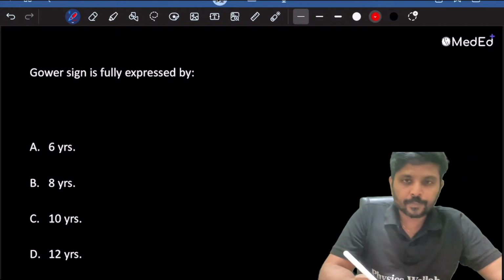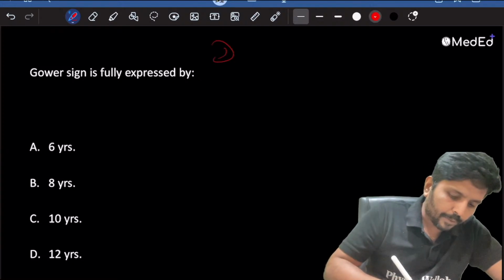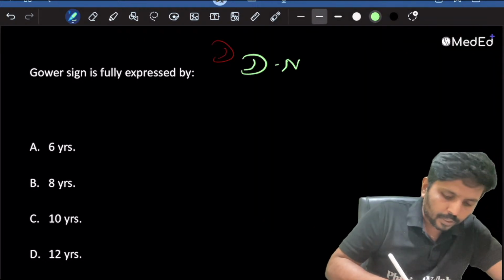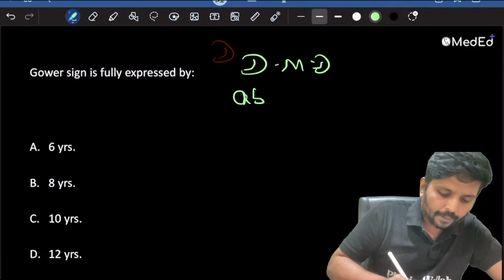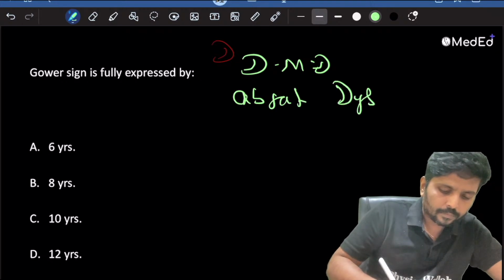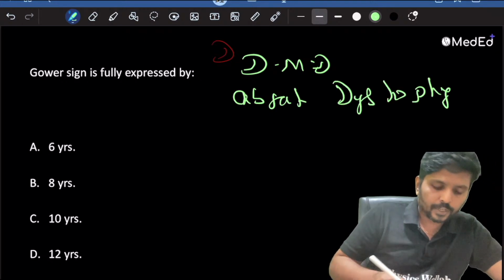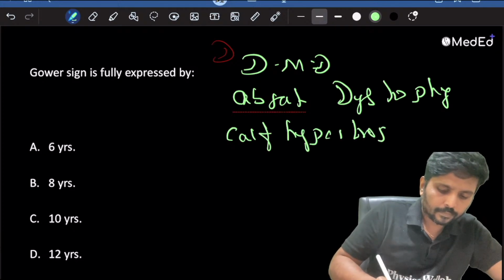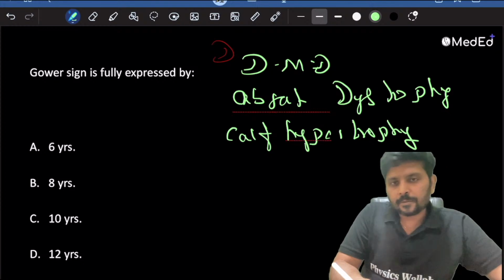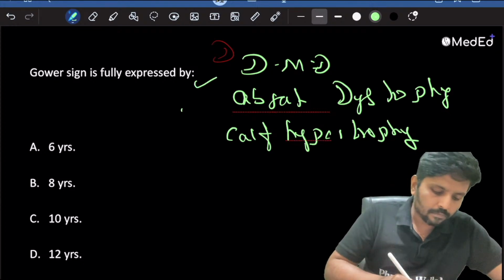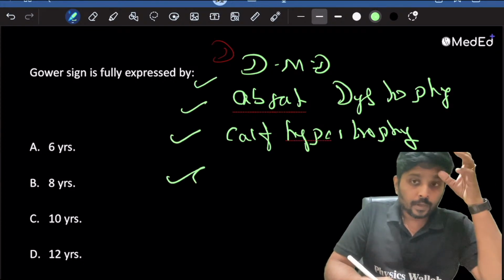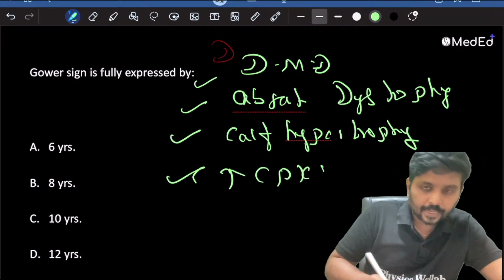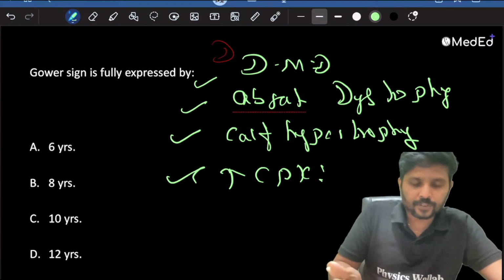Gower sign is fully expressed by, Gower sign is usually present in, remember, Duchenne muscular dystrophy, characterized by absent dystrophin gene. Characterized by calf hypertrophy. Increased CPK, creatine phosphokinase, in the range of 10,000, 15,000.